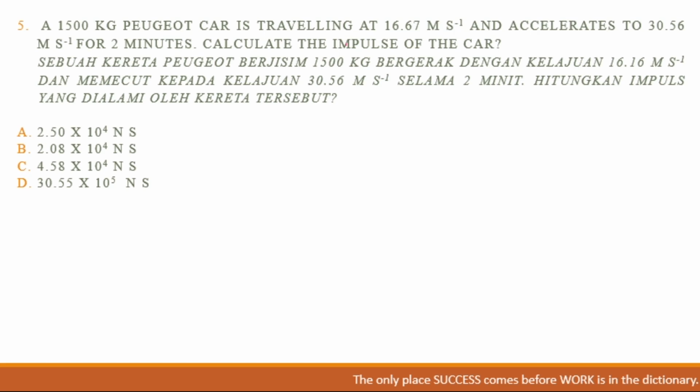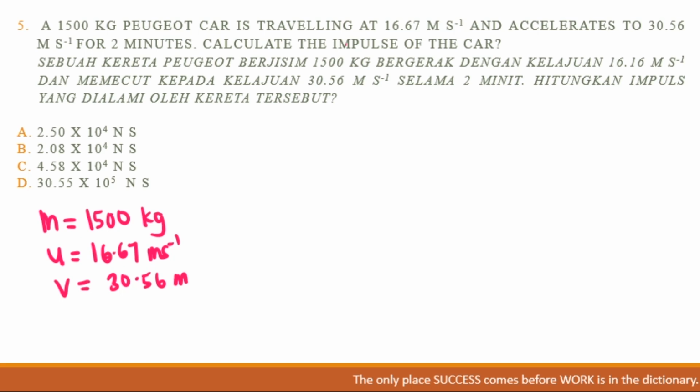Now, the first thing we need to do is extract the information given. So here the mass given is 1500 kilogram, the initial velocity u is equal to 16.67 meter per second, and the final velocity is 30.56 meter per second, right? And the time given is 2 minutes, and 2 minutes is also equal to 120 seconds.